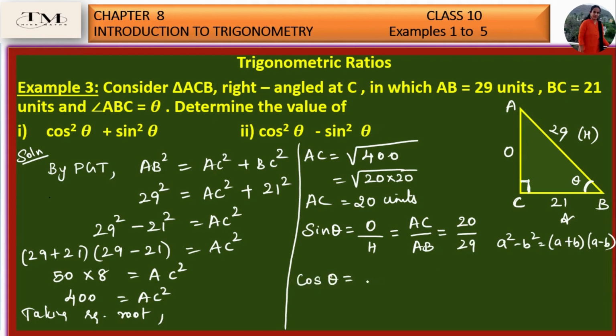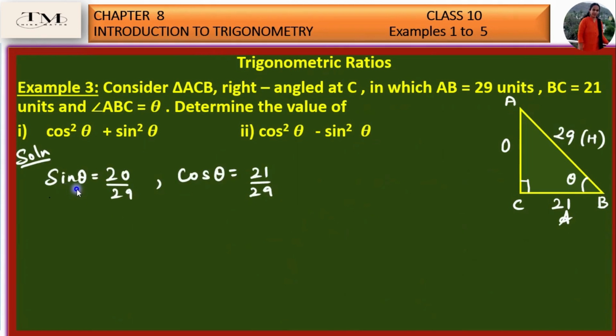So cos theta is equal to adjacent by hypotenuse. So A by H. So which is A? It is BC, which is H, AB. So BC is equal to 21, AB is equal to 29. So it is 21 by 29. So we found out the value of sine theta and cos theta. Now we have to substitute in this cos square theta plus sine square theta. So let us do that in the next page.